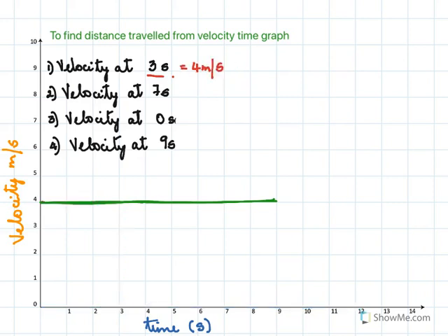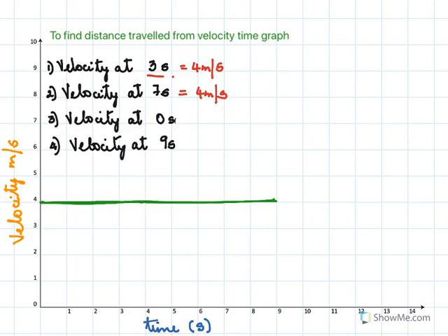Now let's go to find the velocity at 7 seconds. So where is 7 seconds? Here is 7 seconds. Then I go to my graph. So here is where I meet the graph. Now let us see what is the velocity for it. So I go to the velocity graph here. So at this point, again it is 4 meters per second.